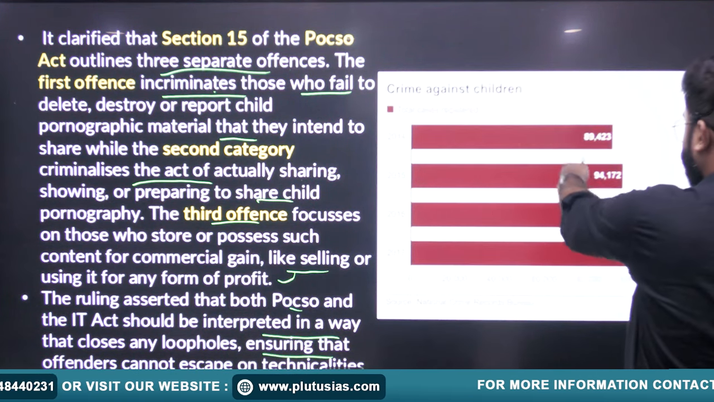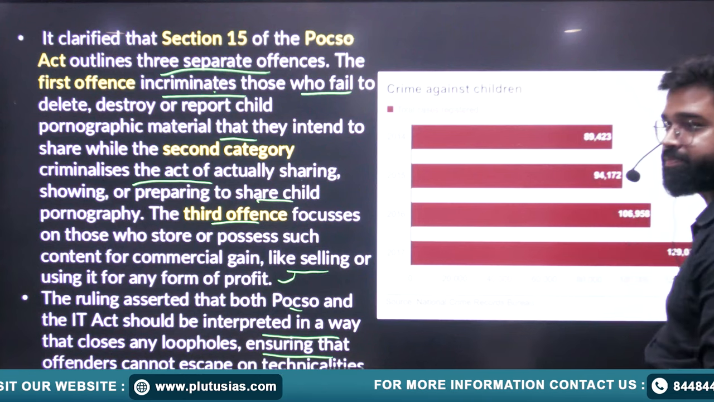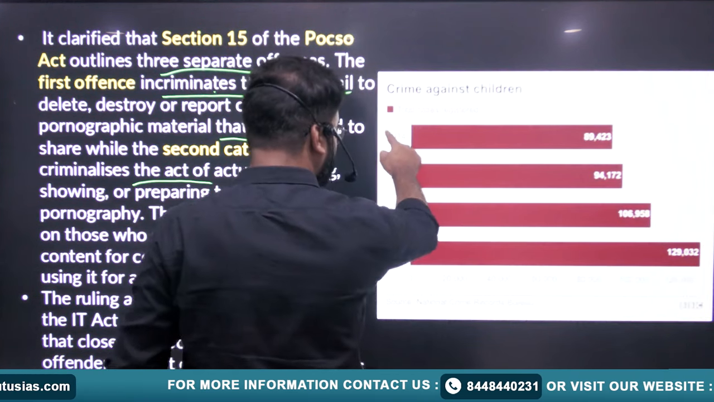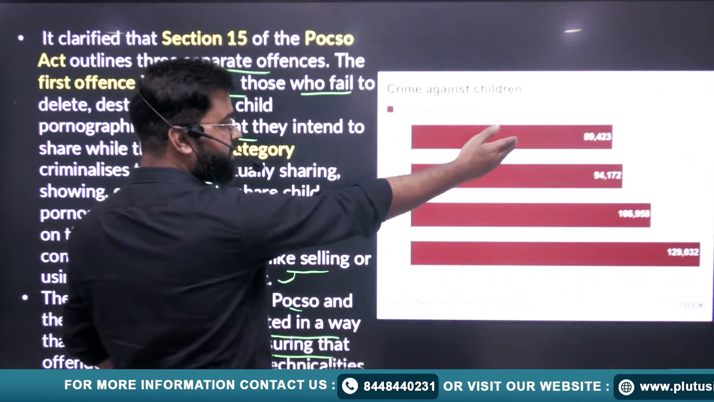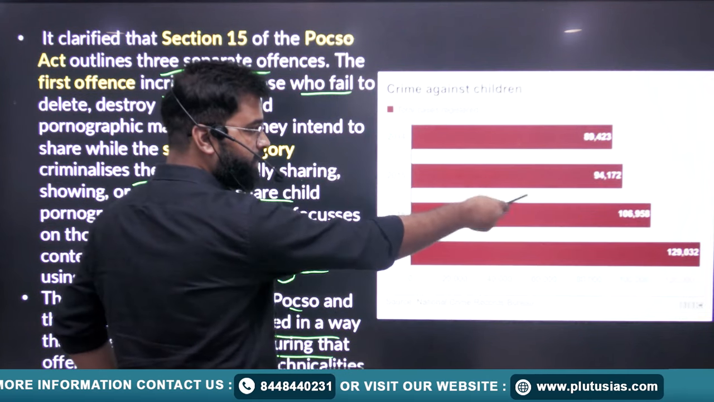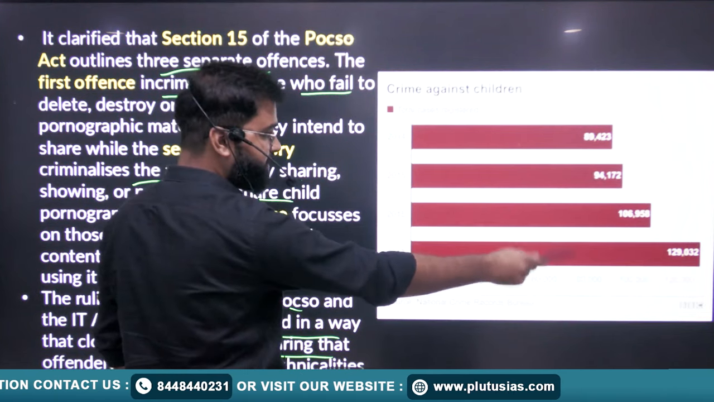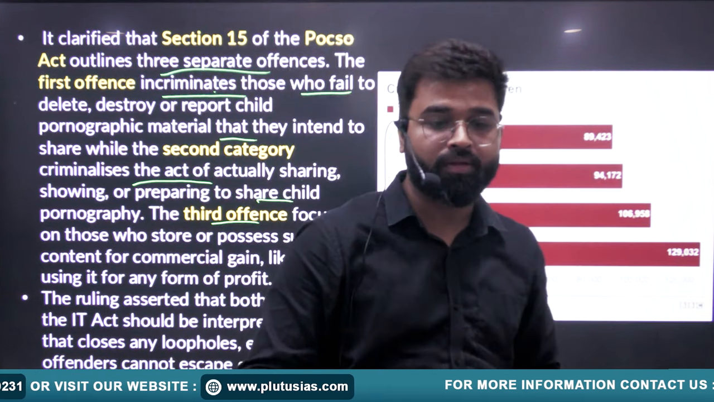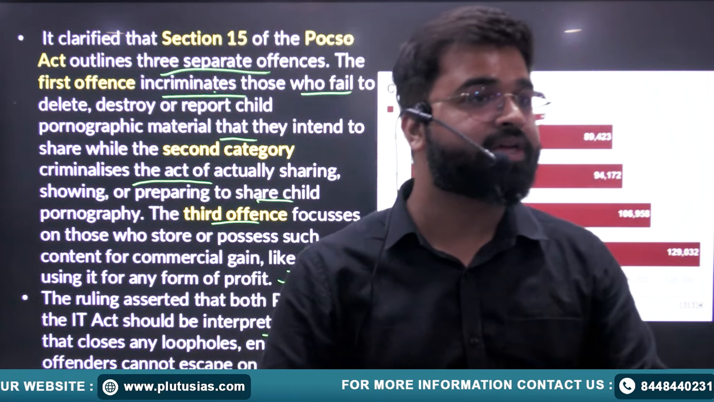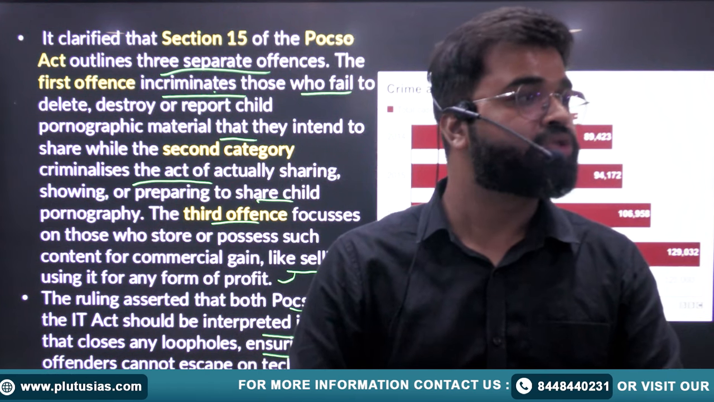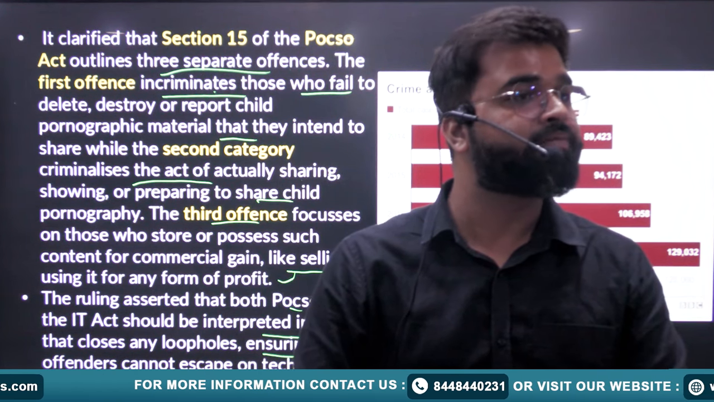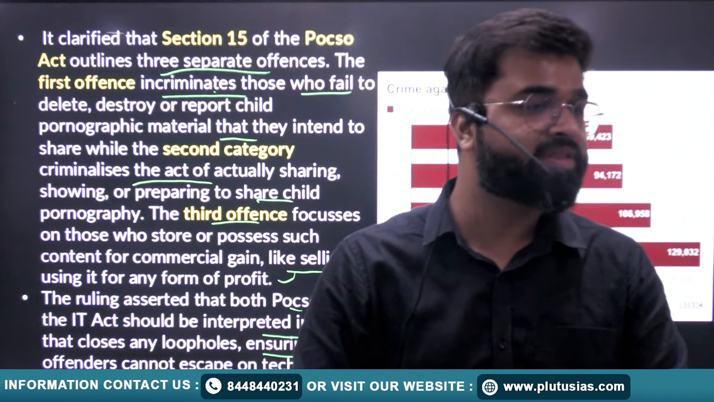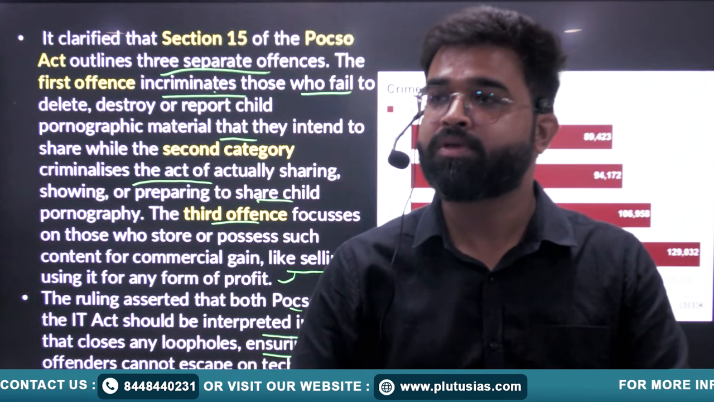Crime against children. Look at the graph. Oh, this is from much earlier. Now it has increased further. In 2014, 89,423. Then it keeps increasing. Interestingly, most of the sexual exploitation or sexual abuse of children is committed by their own family members or their own relatives or their own known members.